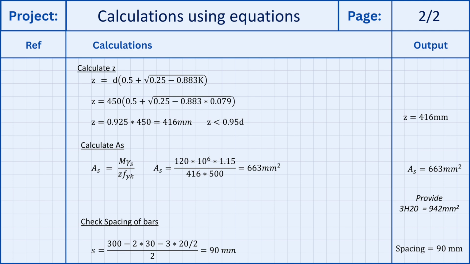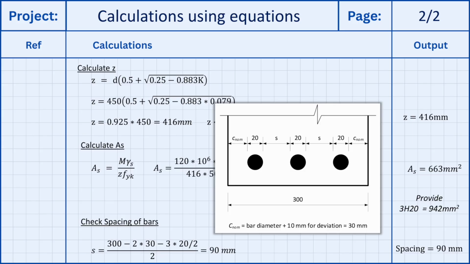The spacing between bars is found as the width of the section, 300 mm, minus 2 covers, so 2 times the 30 mm cover we just agreed on, and minus the 3 bars of 20. This gives us the total clear space between bars. We then need to divide this by 2, as between 3 bars there are 2 spaces. And as a result, the clear spacing between the bars is 45 mm. And here we can see this all demonstrated in a cross-section of the reinforcement.